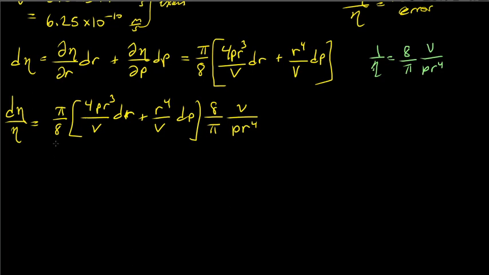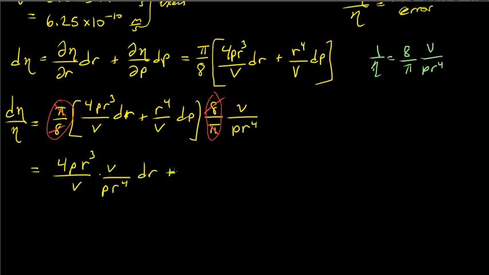Okay, so notice what happens. These cancel: pi divided by pi is 1, 8 divided by 8 is 1. So the pi over 8 doesn't matter here. And what do we get when we distribute? We get 4p r to the 3 over v times v over p r to the 4 times dr. And then with this, we get r to the 4th divided by v times v over p r to the 4th times dp.